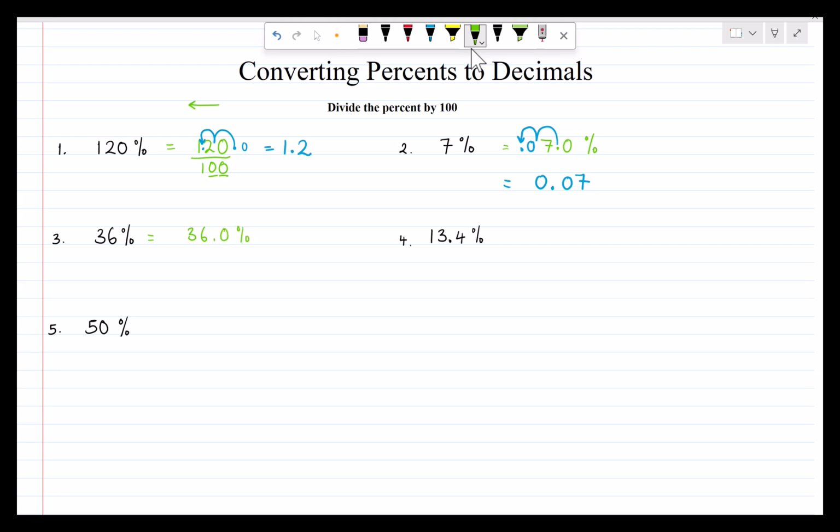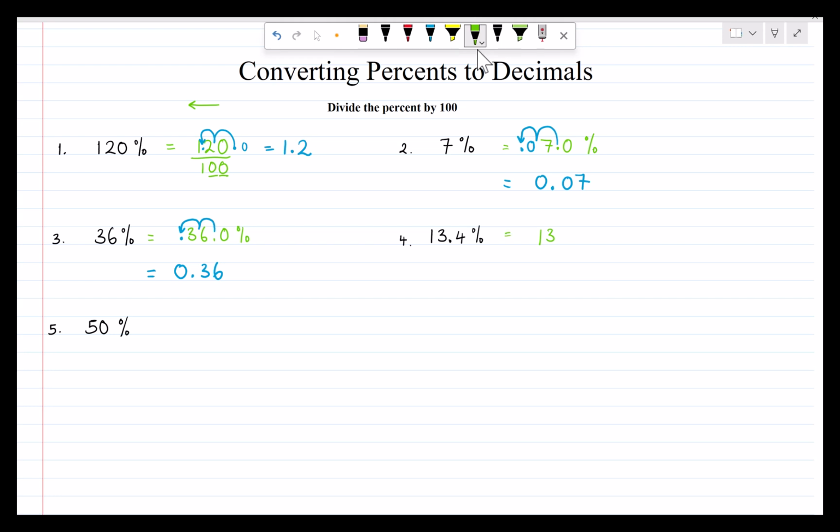Number 3, we have 36%, which is 36.0%. Moving our decimal place twice to the left hand side, we have 1, 2, and this is where our decimal place would be, meaning that our final answer would be 0.36.